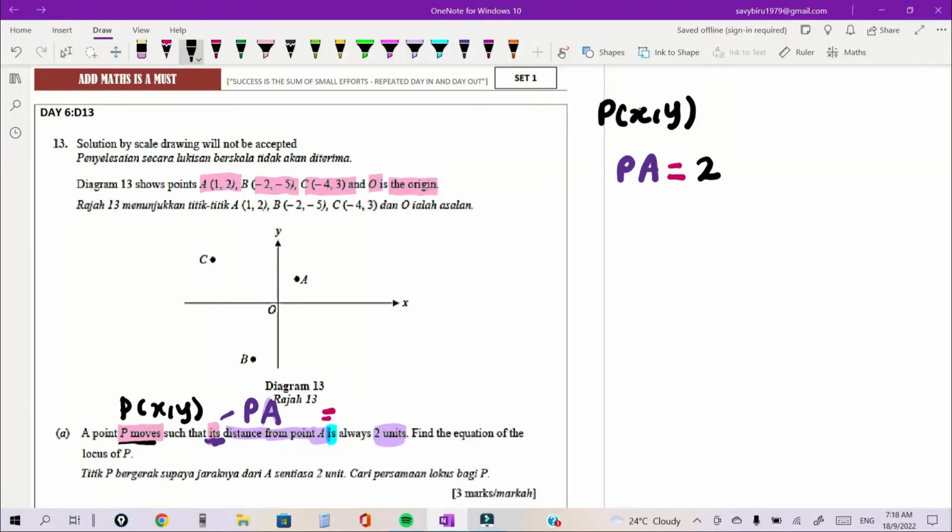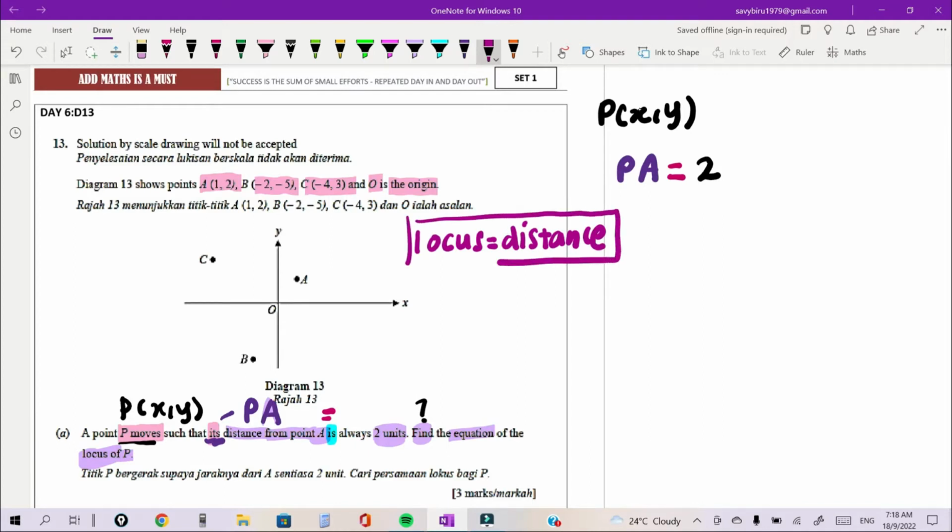Okay. Next, find the equation of locus P. Once we have locus, always remember you need to apply the distance formula. So the distance formula is the square root of x2 minus x1 squared plus y2 minus y1 squared. In this case, we have a distance between point P and point A.